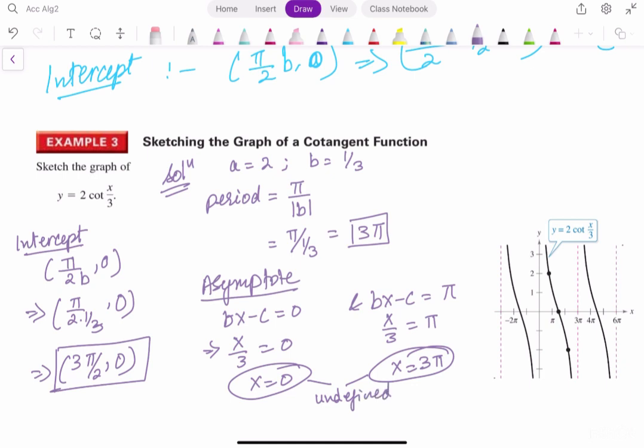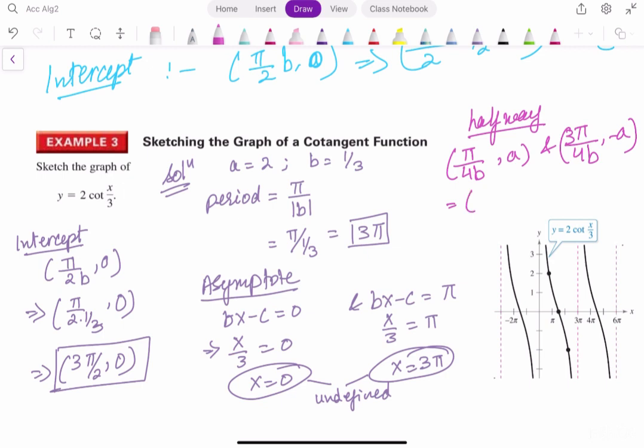The asymptote implies that it is undefined. You can see on the graph the x and y axis. So we are getting at x is equal to 0 one asymptote, and at 3 pi another asymptote. Halfway will be pi over 4b comma a, and 3 pi over 4b comma negative a. So that will be 3 pi fourths comma 2 and 9 pi fourths comma negative 2.